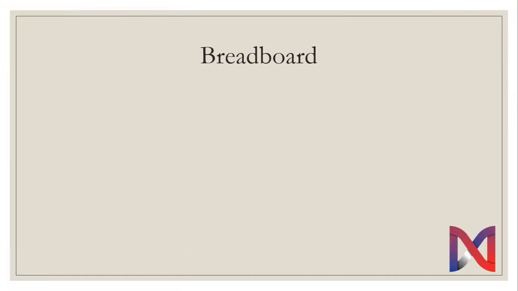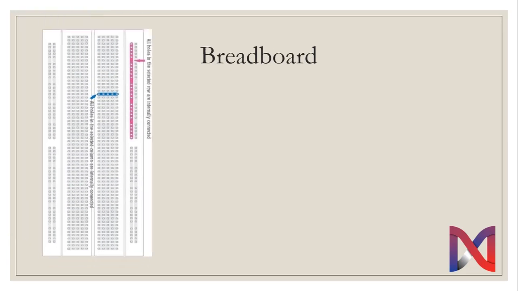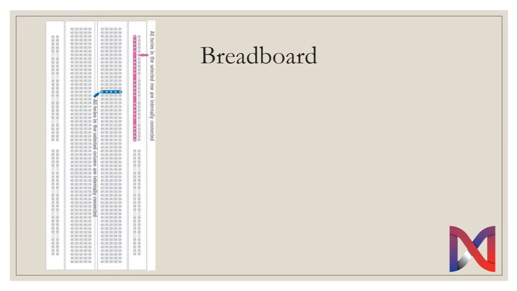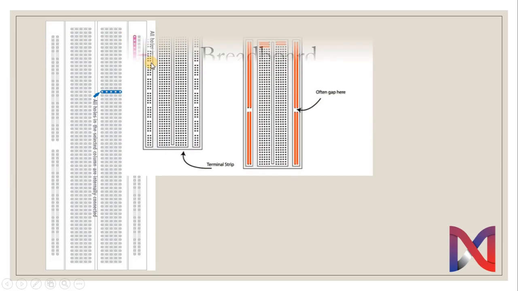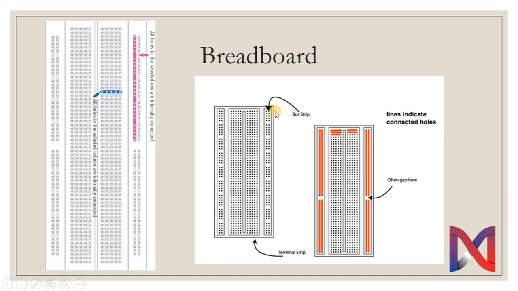Let's come to the breadboard. This is how a breadboard is. It has different holes, but the holes can be divided into two main categories, at the top and at the bottom. These holes are also known as bus strip, and the holes in the middle of the breadboard are known as terminal strip.